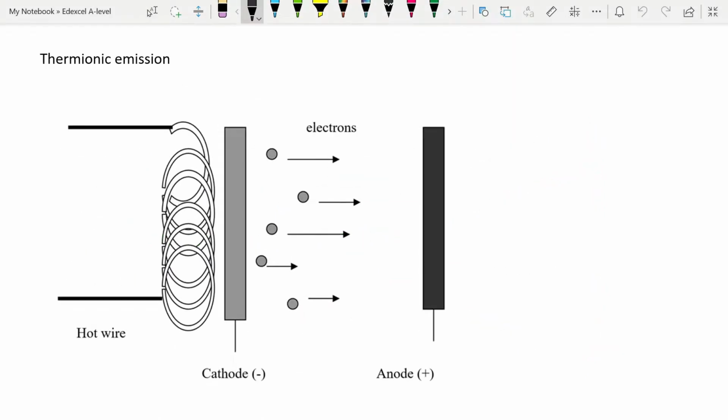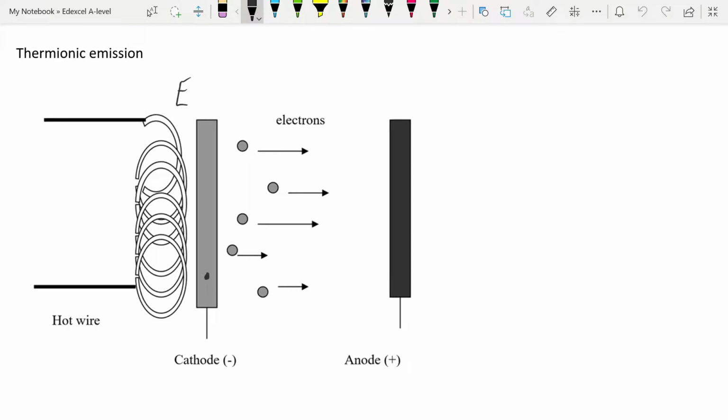The heater transfers energy to the cathode. So the whole purpose is to get energy from somewhere to the cathode. It can be any kind of energy. Here, we're transferring internal energy by heating. And of course, the electrons that are sitting in the cathode absorb some of that energy. That allows them to leave the surface of the cathode and they accelerate towards the anode. Thermionic emission, obviously, because it's thermal.